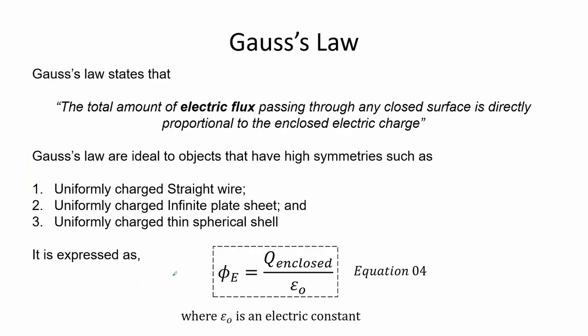In this part we will talk about Gauss' law. Gauss' law states that the total amount of electric flux passing through any closed surface is directly proportional to the enclosed electric charge. Gauss' law is ideal for charged objects that have high symmetries, such as a uniformly charged straight wire, a uniformly charged infinite plate sheet, and a uniformly charged thin spherical shell. Gauss' law is expressed mathematically as the charge enclosed over the electric constant, as shown in equation 4.